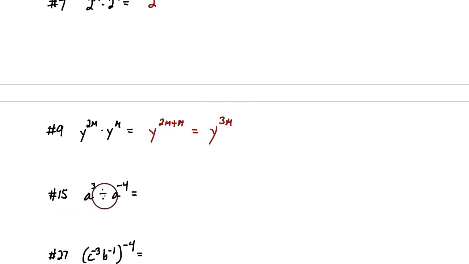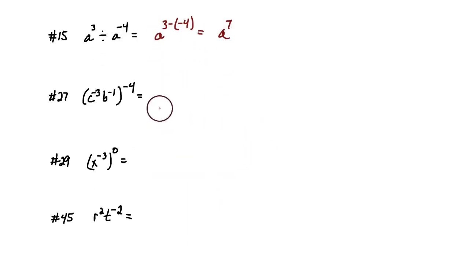Number 15, we have a division problem, so you write the base and subtract the exponents. This makes a to the 7th power. Number 27, let's distribute this exponent to both of the factors in the parentheses, starting with the letter c. Negative 3 times negative 4 makes 12 as an exponent. Now the letter b. Negative 1 times negative 4 makes a 4 as an exponent.